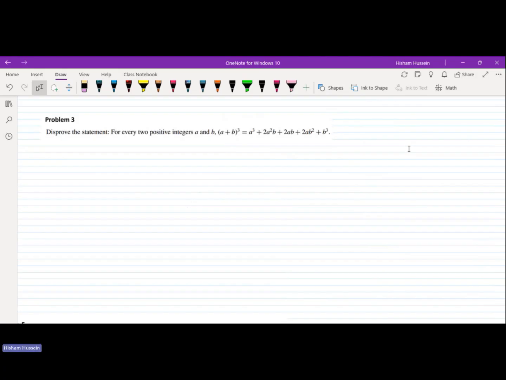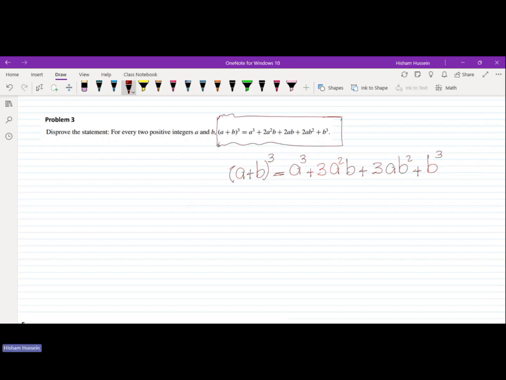I think that we can try with any values. Already you know the expansion for (a plus b) to the power 3 equals the first cubed, plus 3 times the first squared times the second, plus 3 times the first times the second squared, plus b to the power 3. This is the form for the perfect cube, so the given statement is wrong, by the way. Then just substituting with any values, I think it's working to negate this statement.